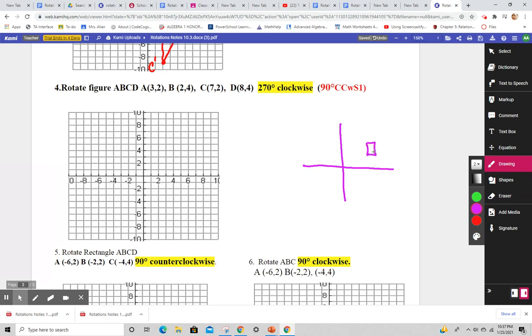So if I want to rotate this 270 degrees, that means I have to go 90 degrees here. Another 90 would put me at 180. Another 90 would put me at 270. Okay, that's 270 degrees. So I can go this route. I can rotate this over here by going 270 degrees clockwise.